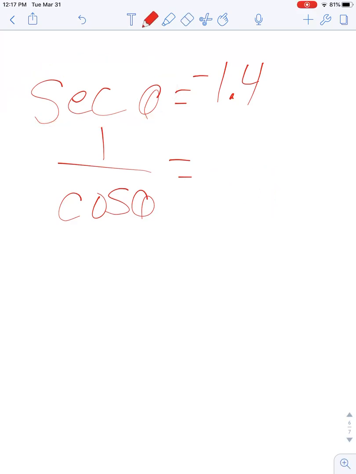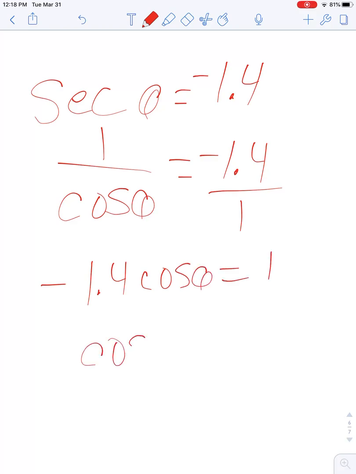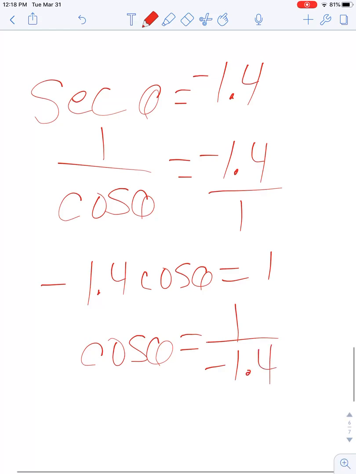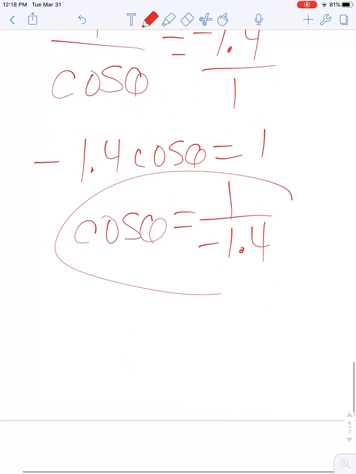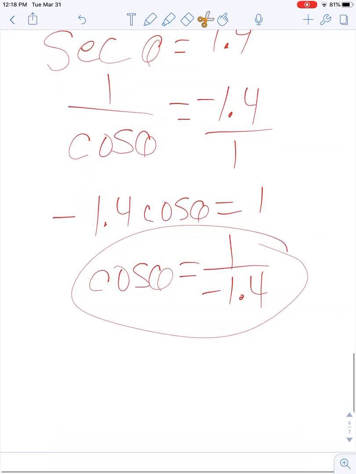Here's the long way to do it, and I'm never going to do this again. But if I put this over 1 and I cross multiply, I get this equal to 1. Now I get the cosine by itself, so I divide by the 1.4, and this is what I end up with. This is what I'm focusing on to plug into the calculator right now.